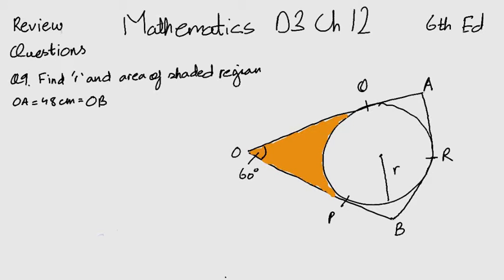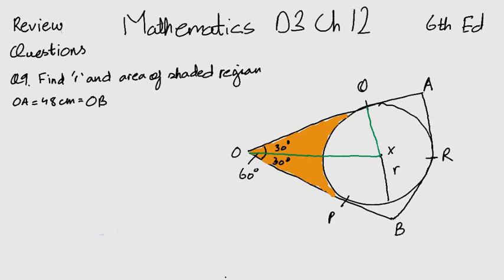Right then, here is your figure in which a circle is enclosed in a sector of another circle. Now, the radius of the larger circle is 48 centimeters, and you should be clear that OA and OB are the radii of the larger circle, not the small r. Small r is the radius of the smaller circle which is enclosed in the sector. So you have to find this r, and also you have to find the area of the shaded region.